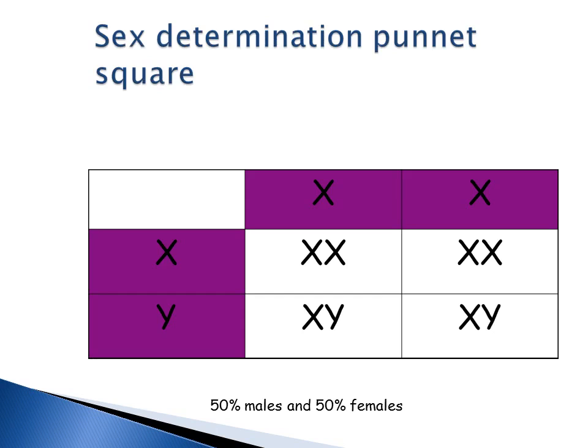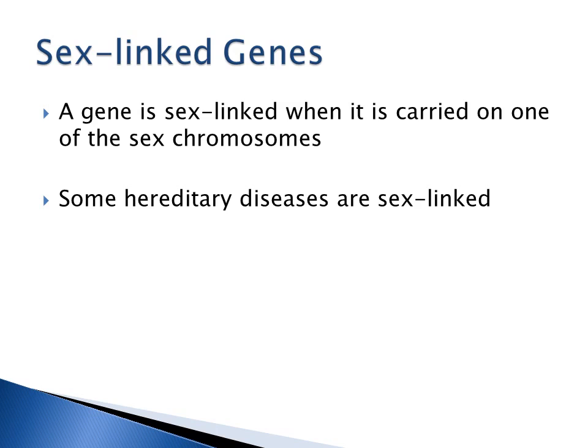So here's a Punnett square for sex determination, where you have big X, big X, big X, big Y. So you have an XX and an XY cross. 50% are going to be males and 50% are going to be females. A gene is considered sex-linked when it's carried on one of the sex chromosomes. And there are some hereditary diseases that are called sex-linked diseases.